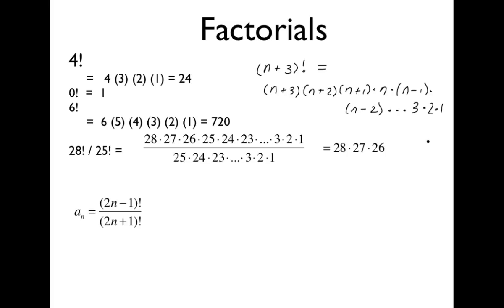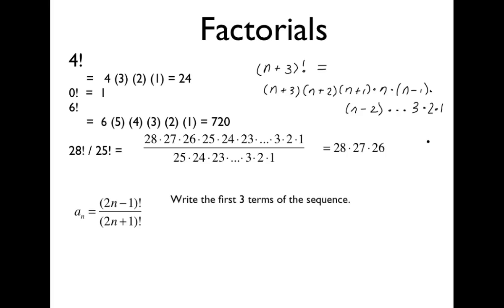That we're just following the rule about factorial, that you start with the number that you're given, and then you keep multiplying by the number 1 less than the one before until you get to 1. So 1 less than n plus 3 is n plus 2. Then n plus 1. Then 1 less than n plus 1 is n. 1 less than that is n minus 1. Then n minus 2, etc., down to 3 times 2 times 1.